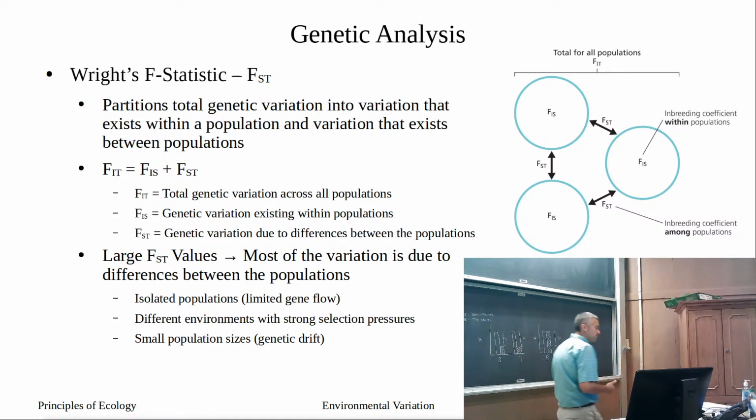What are the values? Well, we're not going to get into specific values. We'll just talk about large values versus small values. So what does a large FST value mean? If we have a large FST value, let's say a large FST relative to the FIS, then most of our genetic variation is due to differences between our populations. Yeah, we've got some variation within a population, but most of the difference across our species is due to differences between the populations themselves.